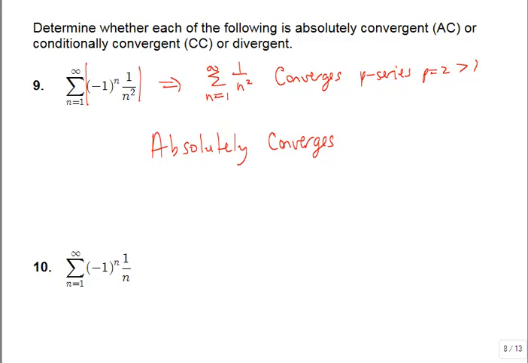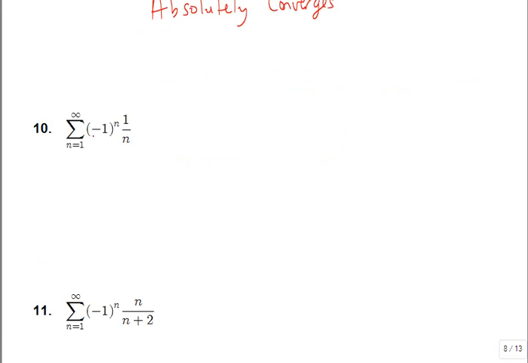Now if we look at the absolute value of this next series, -1 to the n times 1 over n, in absolute value that -1 to the n goes away, and this just becomes 1 over n. And that's the harmonic series, so it diverges. It's a p series with p equal to 1.